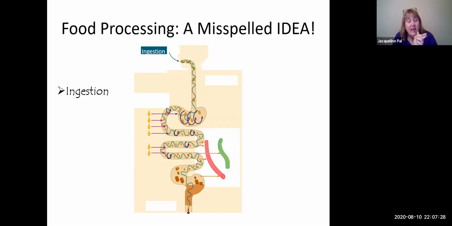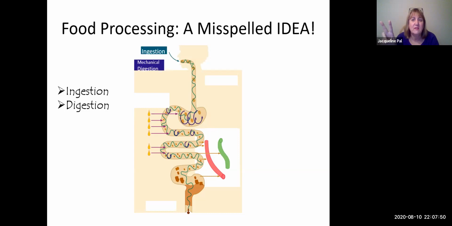In other words, if I'm asking you about food processing, what happens on the plate, what happens in the pot, the pan, the kitchen, with the knife, that's not part of food processing. You actually have to ingest the food before you can proceed to any of the other steps. The second step is digestion.